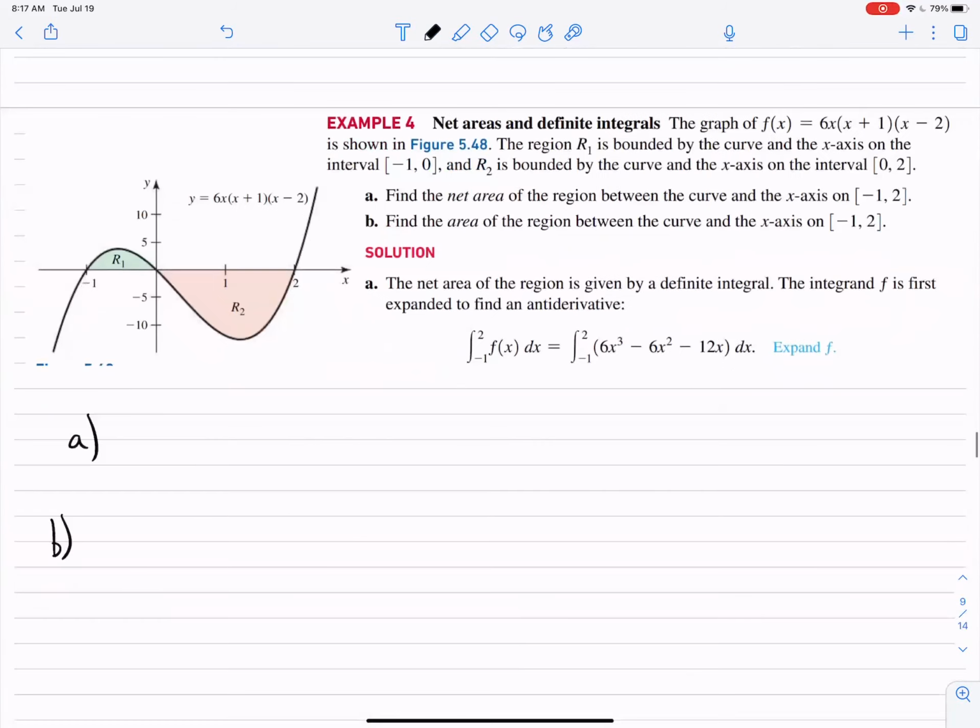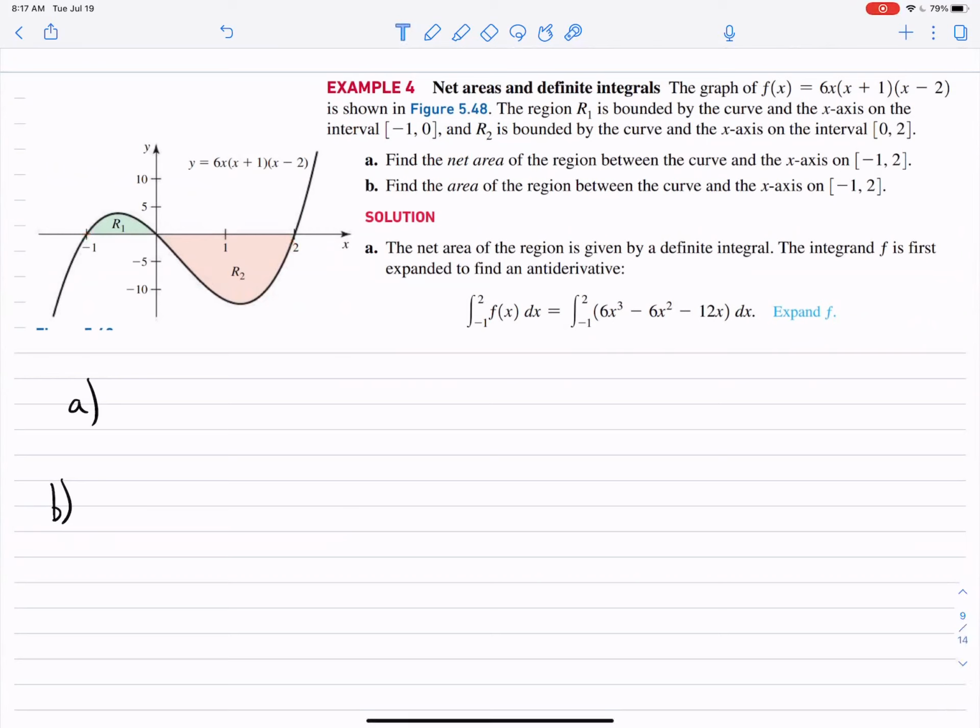Let's look at this function. So 6x times x plus 1 times x minus 2. And we want to find the net area from -1 to 2 on this. So by definition, the net area is just this. I copied it already, and so it's just that. It's just the antiderivative, so that's not hard. So that is just the integral, which is that. And then to do this integral, we just do the antiderivative.